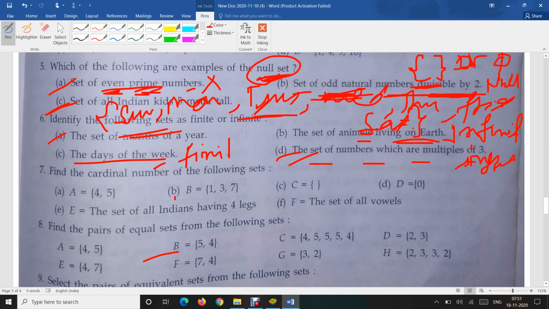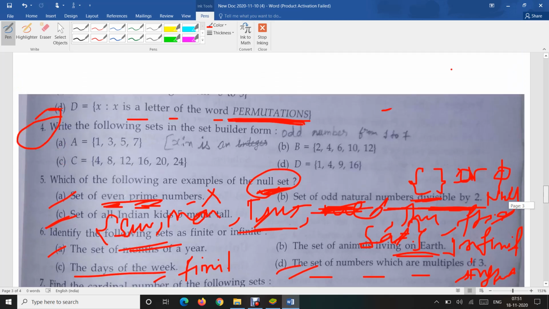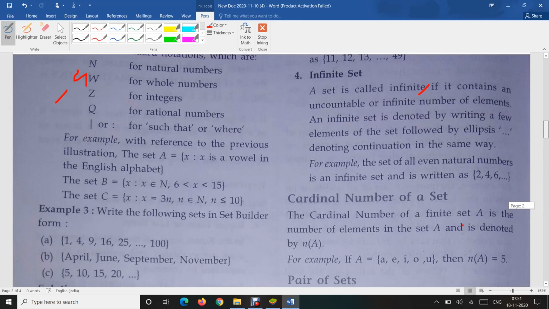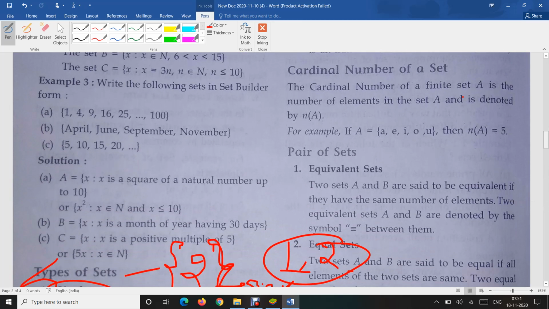Now let us move towards the next topic, which is cardinal number. What is cardinal number? Cardinal number of a set. You can simply say it is the number of elements. The number of elements is called the cardinal number. The cardinal number of a finite set A is the number of elements in the set A.